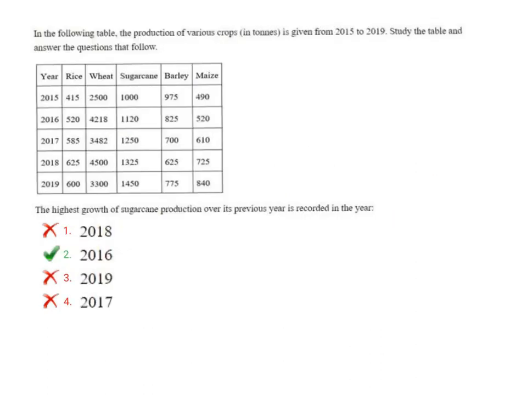The following table, the production of various crops in tons, is given from 2015 to 2019. Study the table and answer the questions that follow. They have given years and rice, wheat, sugarcane, barley and maize. The highest growth of sugarcane production over its previous year is recorded in which year? So he's asking you, over the previous year, which is the greatest growth.